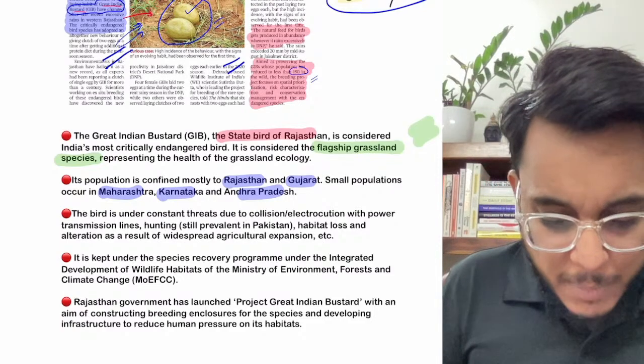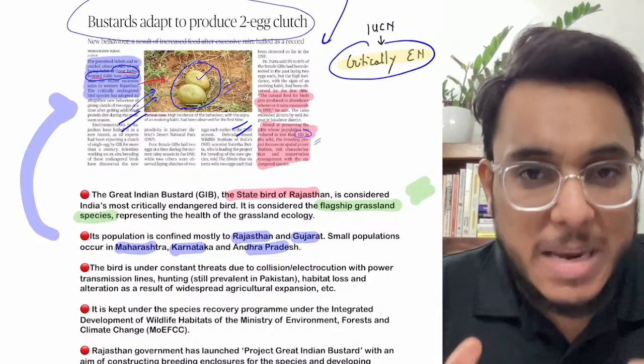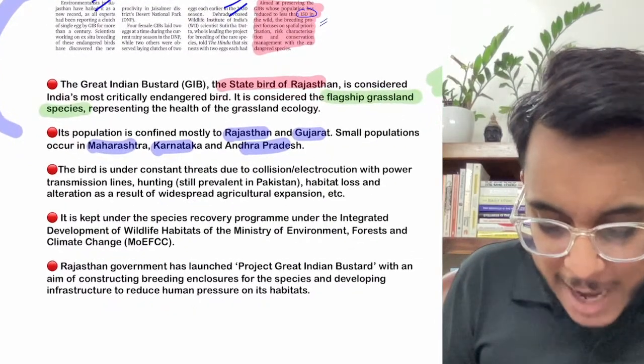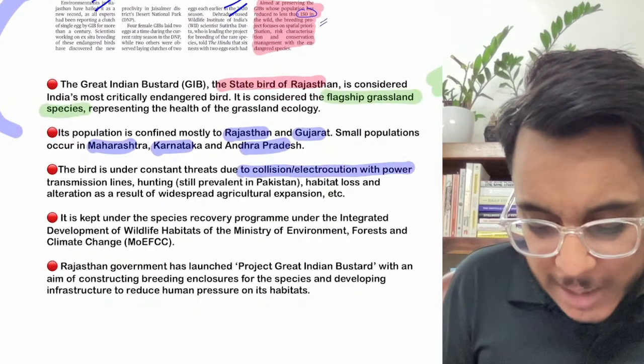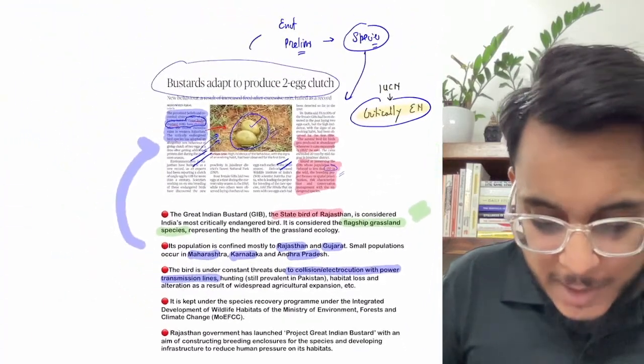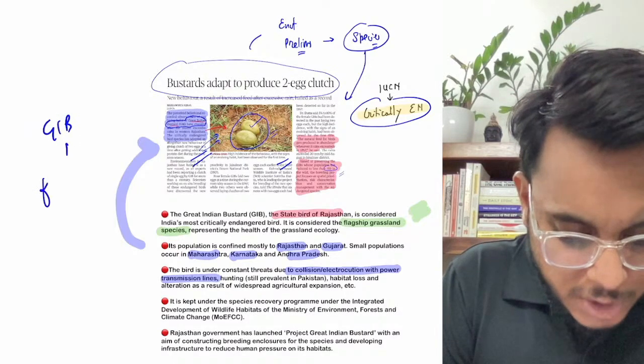Now guys, this particular bird, the Great Indian Bustard, has repeatedly been in the news because many birds have died because of many problems. Fine. There have been constant collisions and electrocutions of these birds with the transmission lines. Now guys, understand this particular thing: the Great Indian Bustard has a poor frontal vision.